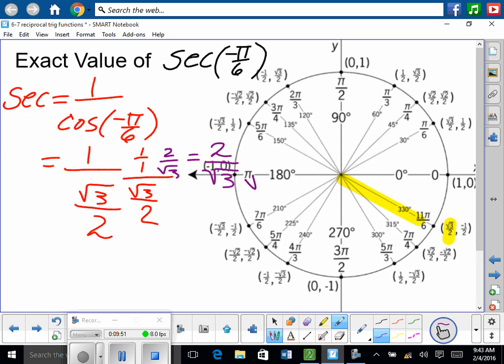So I'm going to multiply the bottom by the square root of 3 and the top by the square root of 3, because that's just a fancy 1. I haven't changed anything. So on top, I have 2 square roots of 3. And on bottom, I have the square root of 9, which is 3. So my answer would be that.